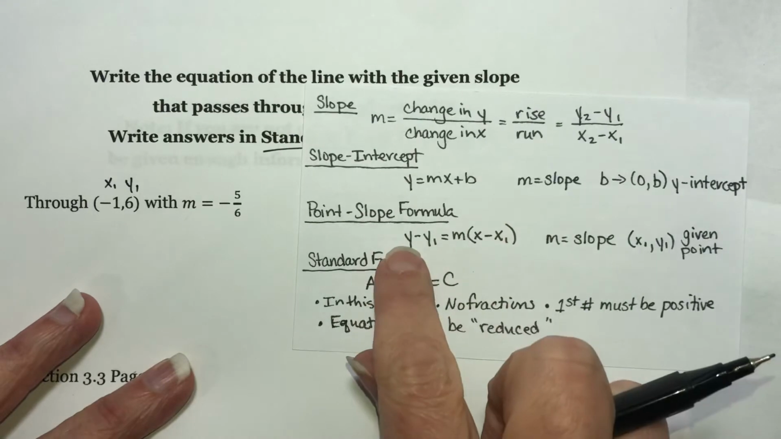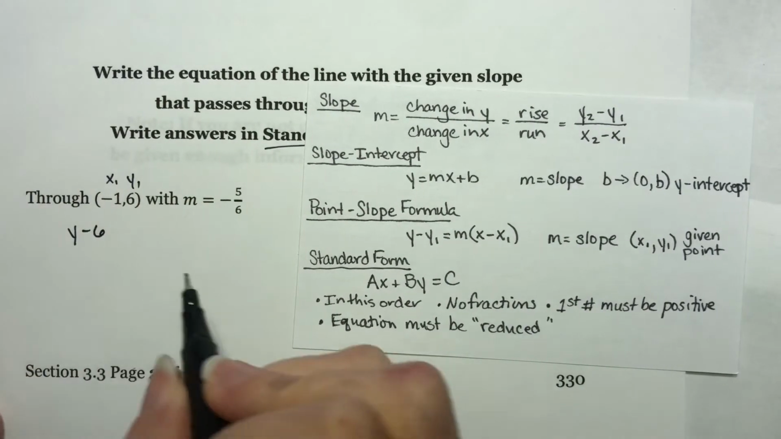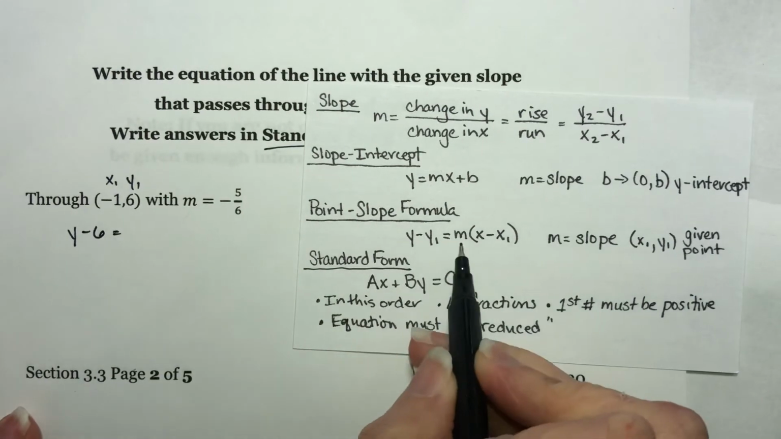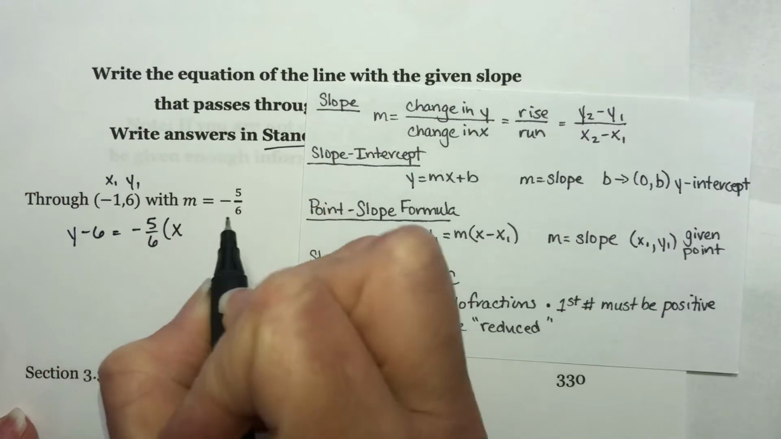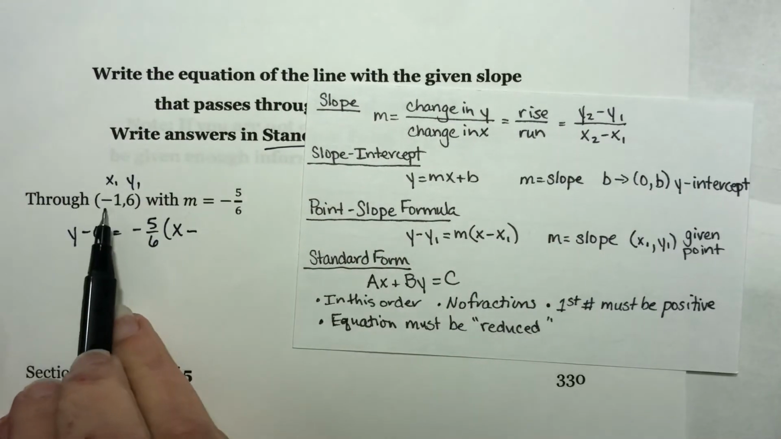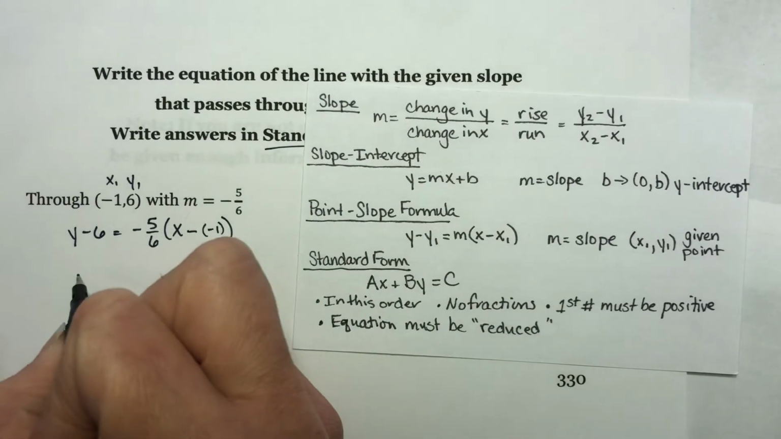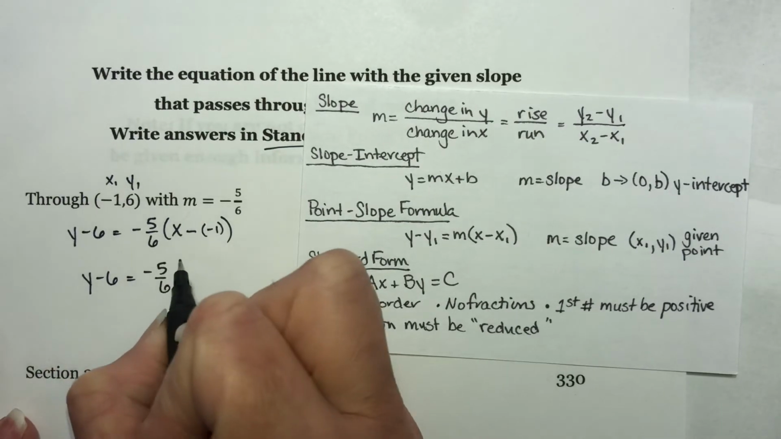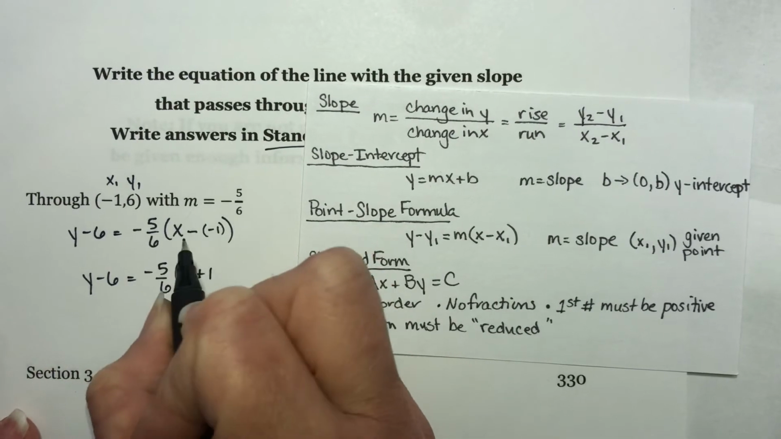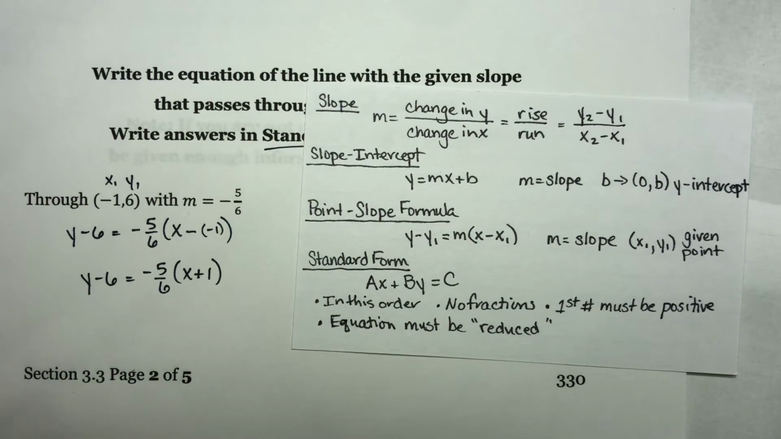The formula is y minus y1, so y minus 6 is equal to the slope, which is -5/6, times x minus x1. x1 is -1, so be careful with your signs here. So this is really y minus 6 is equal to -5/6 times x plus 1. Minus a -1 is plus 1. Okay, so we have an equation here. It's just not in standard form yet.